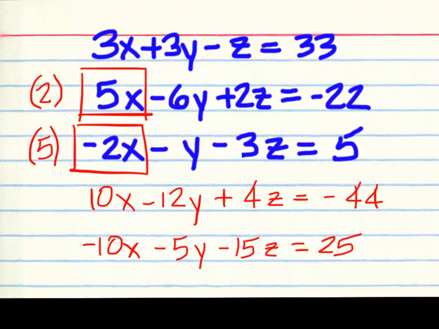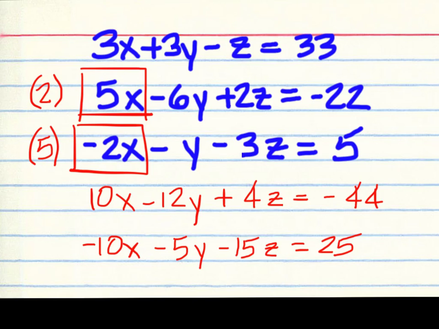So there's what you end up with when you multiply the second one and the third one by 2 and 5. So this should have been 10x minus 12y plus 4z equals a negative 44. Then on the bottom one, negative 10x minus 5y minus 15z, and then equals 25. Now if you have that up to this point, you're doing good, and it's no different than the 2 by 2 so far.